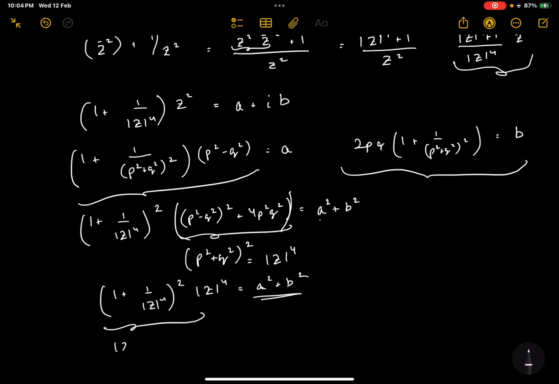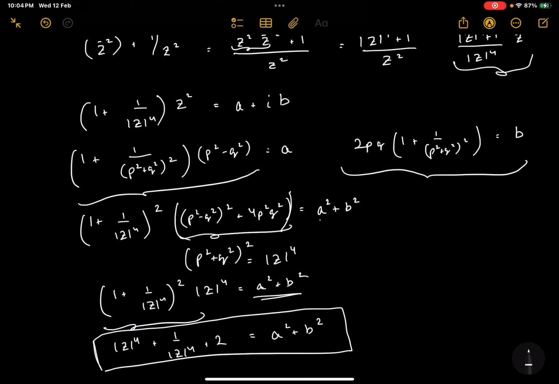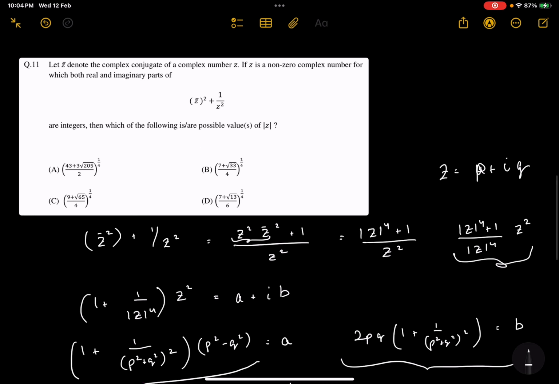So this thing becomes mod z to the power of 4 plus 1 upon mod z to the power of 4 plus 2 equals a square plus b square. So this is the relation that mod z must satisfy, if z follows this and satisfies this condition, that this is of the form a plus iota b. So we have mod z to the power of 4 plus 2.